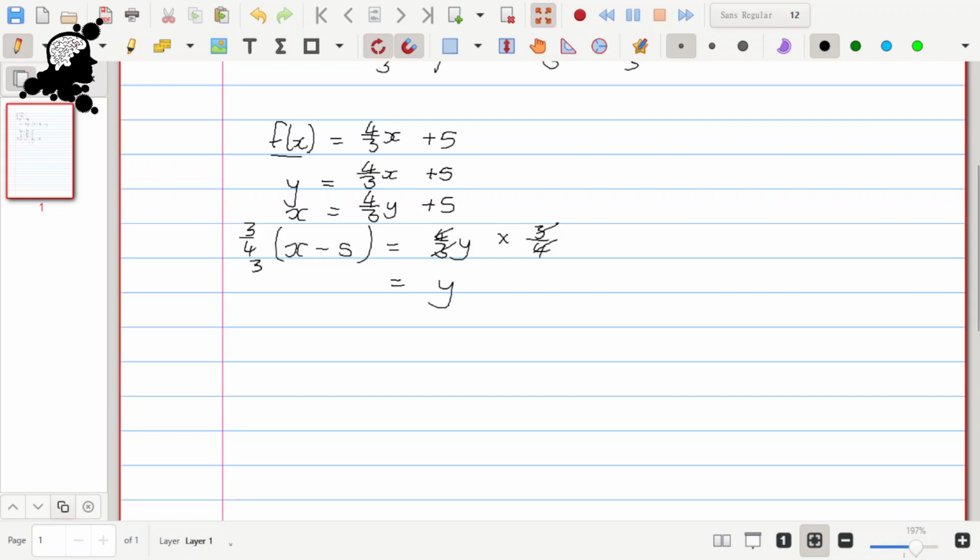So now we're going to have 3 over 4 x if I multiply in the 3 over 4, minus 15 over 4, and this gives us y. So I could say y is equal to 3 over 4 x minus 15 over 4. There we are. Wonderful. If you want to put both of the numerators with the same denominator, you can do so. You could say y is equal to (3x minus 15) over 4. This still gives us the same answer.